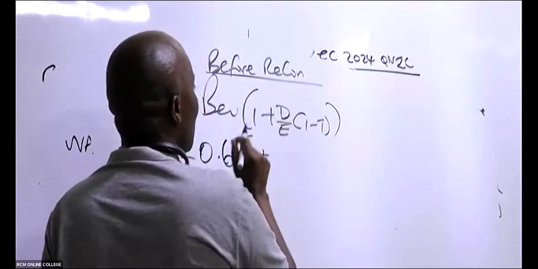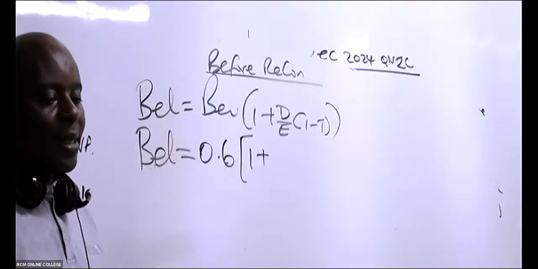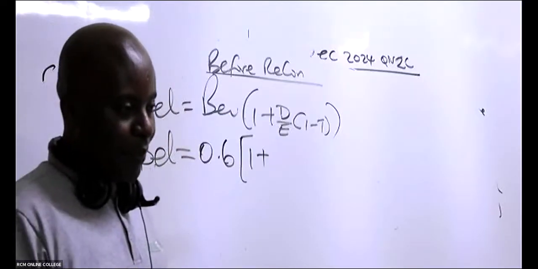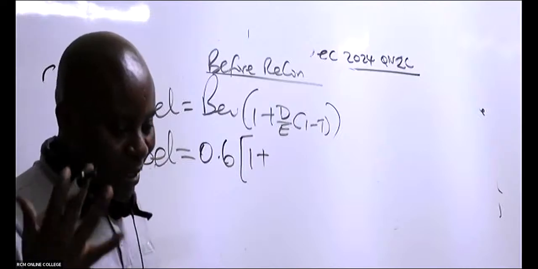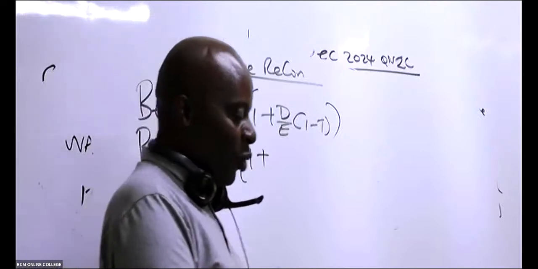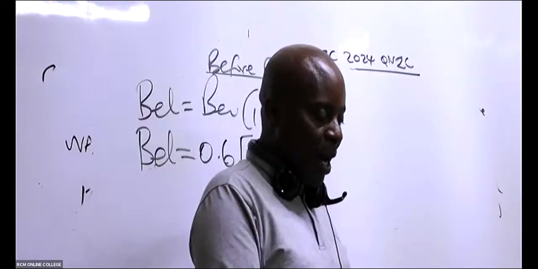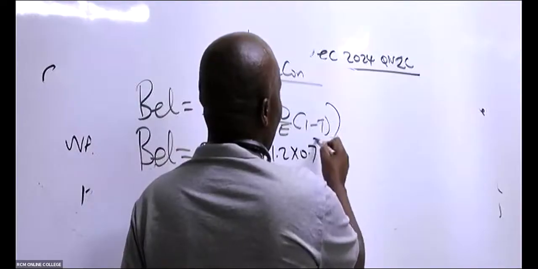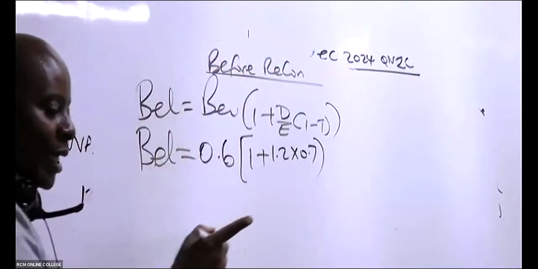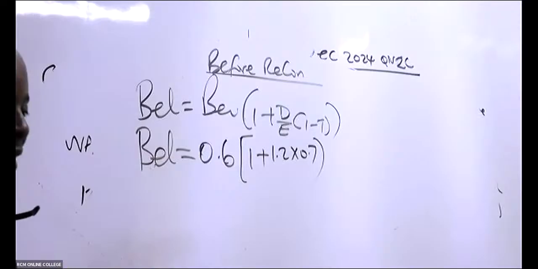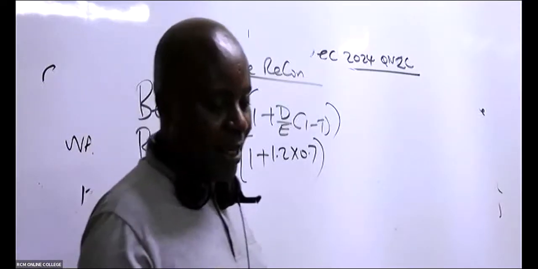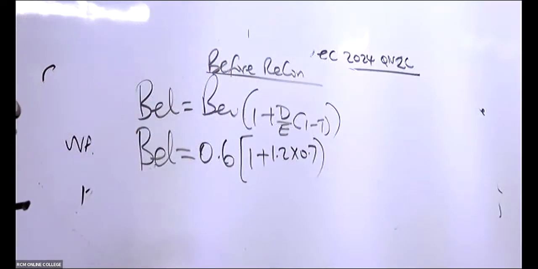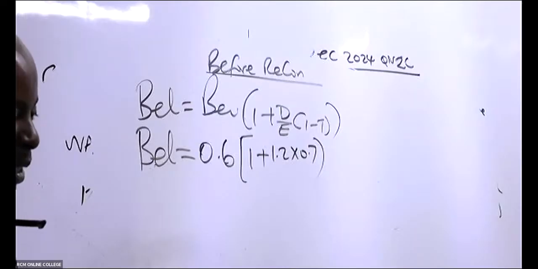Before reconstruction, what is our debt to equity ratio? It is 1.2. They've told us in additional information number 1, existing debt to equity is 1.2. So 1.2 times 0.7, because 1 minus tax of 30% is 0.7. Ladies and gentlemen, are you able to give me the final answer before reconstruction? How much is our Bell?